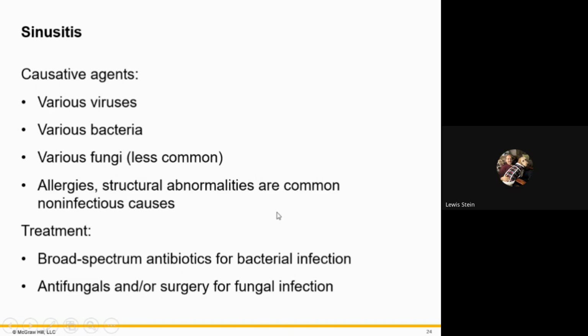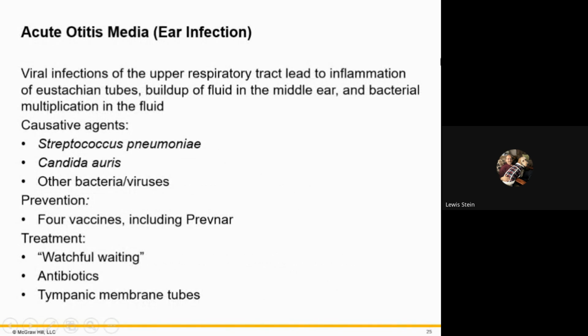It's just a matter of recognition and making the determination. If it's viral, you would generally have a shorter course. If it's bacterial, you look at the changing colors. You go from clear mucus to mucus that's, oh my goodness, weird looking colors. So, speaking of otitis media, upper respiratory tract, because of the anatomy, principally inflamed eustachian tubes, fluid in the middle ear, bacterial multiplication in the fluid.